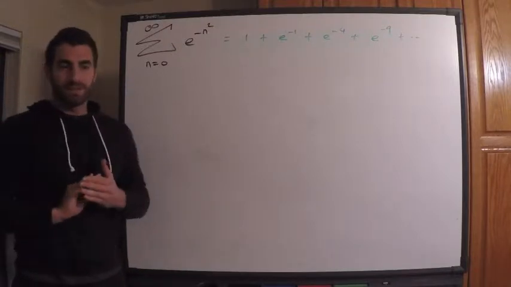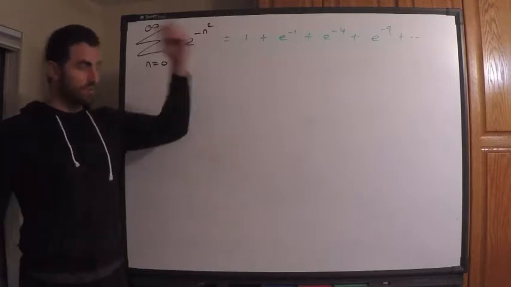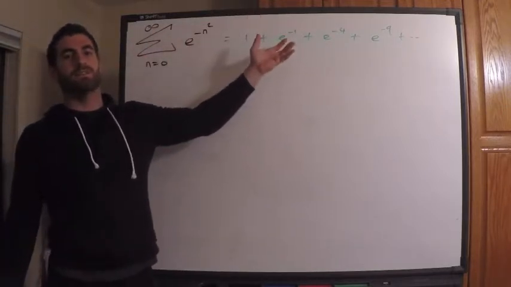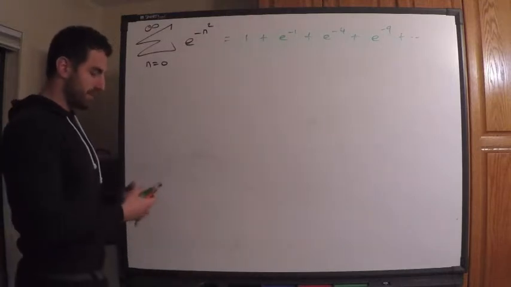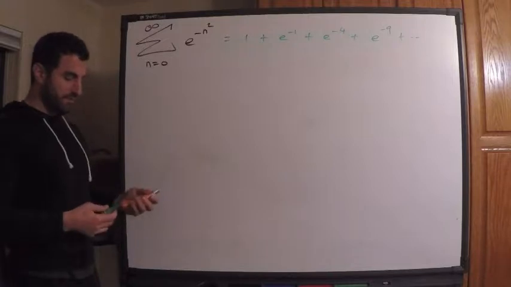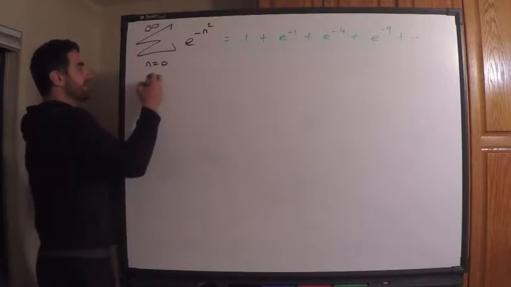Is it geometric? No, it's not, because I don't multiply by a constant to get to the next term. So not geometric, so damn it. All right, so what are my other possibilities? What does the divergence test say?